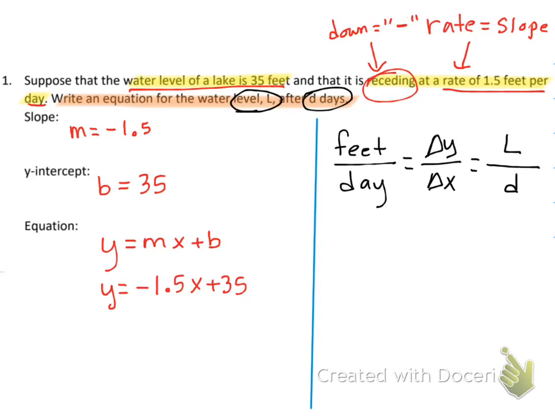So our equation, it's not going to be this because they don't want y and x. They want L and D. So that we can write it as L is equal to negative 1.5 days, D, plus 35. And you read this as the water level is equal to the rate of negative 1.5 per day, and we're starting at 35 feet.